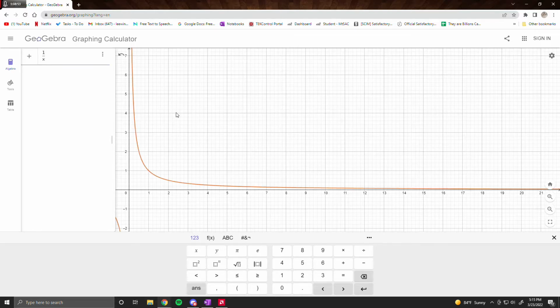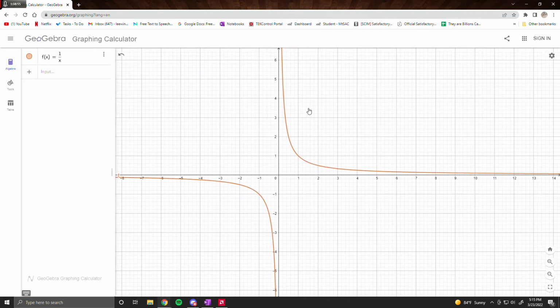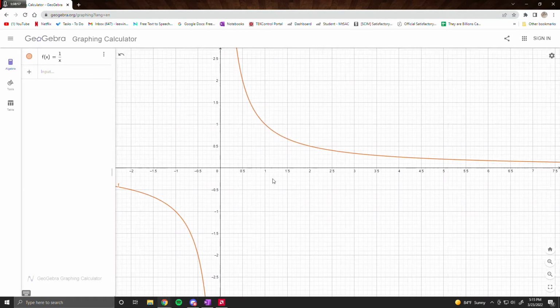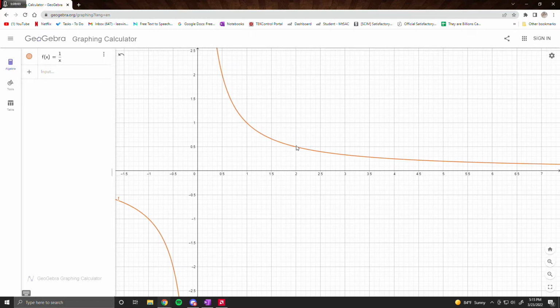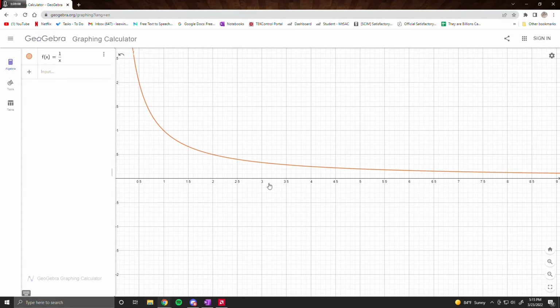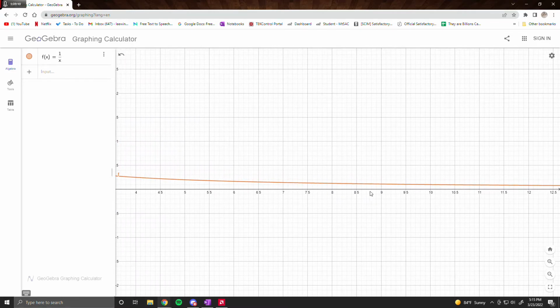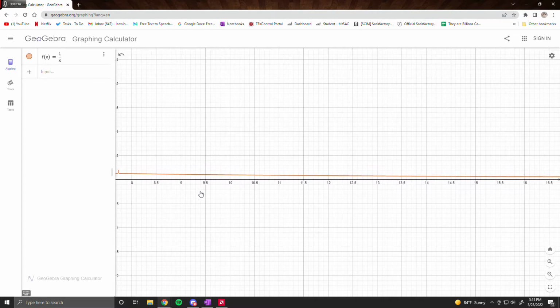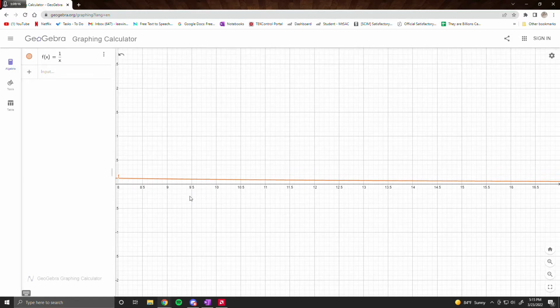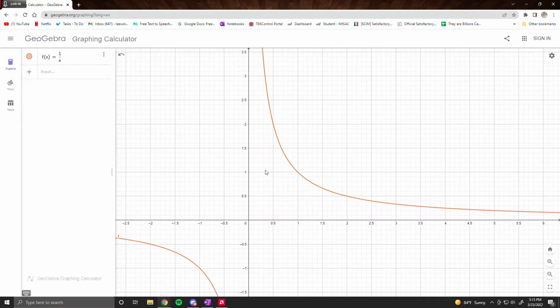So what is 1 over x doing? If you plug in 1, you get 1 over 1, which is just 1. And if you plug in 2, you get 1/2, which is 0.5. This makes sense: the larger the numbers you plug in, the reciprocals get really close to 0.